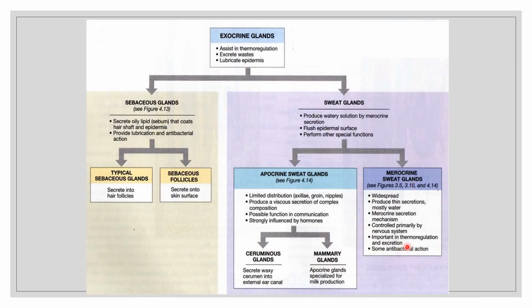Merocrine sweat glands are located in the dermis. They produce a thin secretion, mostly water. They have a merocrine secretion mechanism. They are controlled primarily by the nervous system. They are important in thermoregulation and excretion, and they have some antibacterial action.